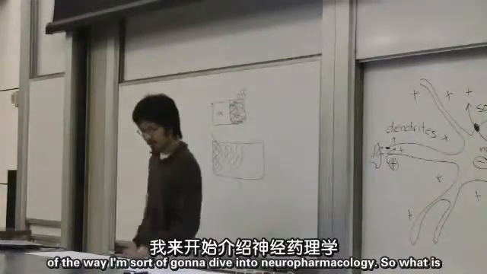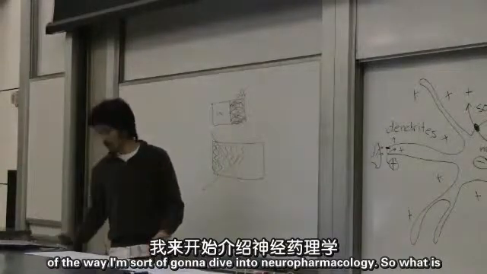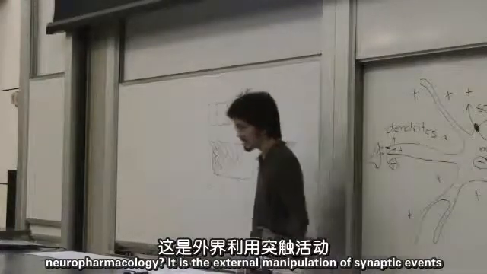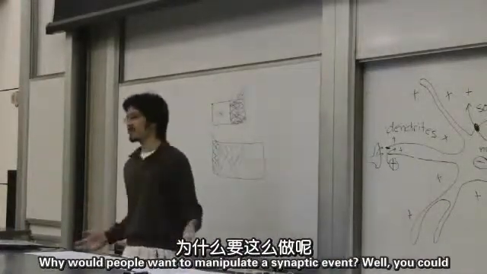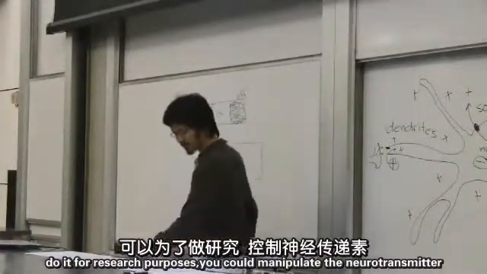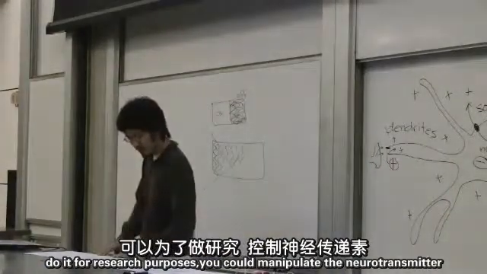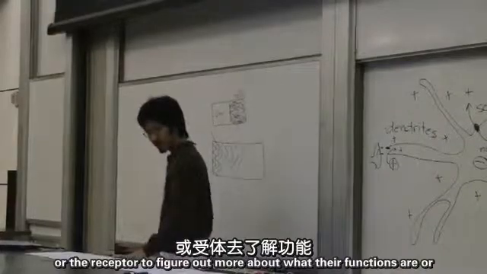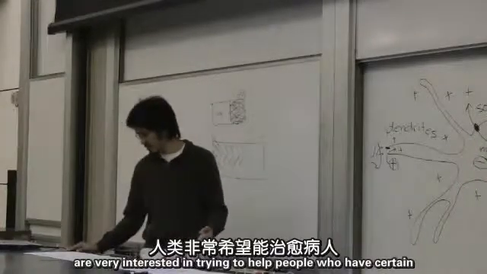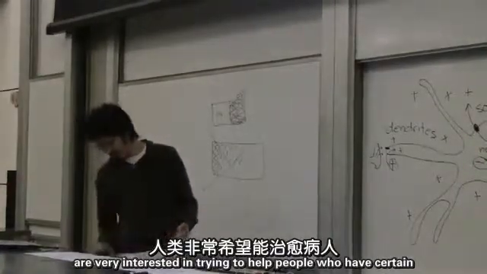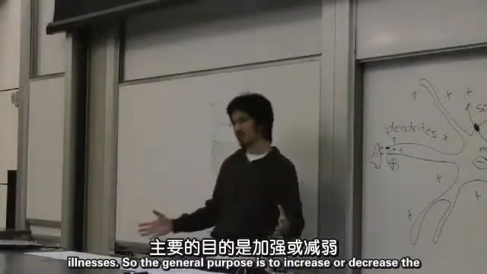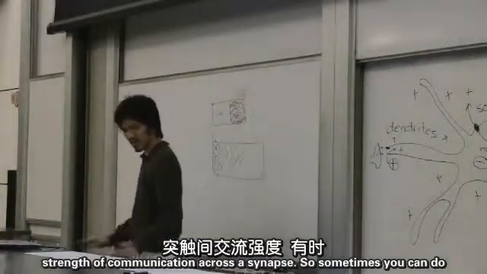So with that out of the way, I'm going to dive into neuropharmacology. What is neuropharmacology? It is the external manipulation of synaptic events. Why would people want to manipulate a synaptic event? Well, you could do it for research purposes. You could manipulate the neurotransmitter or the receptor to figure out more about what their functions are, or you could do it to correct for disease states. We as humans are very interested in trying to help people who have certain illnesses. So the general purpose is to increase or decrease the strength of communication across a synapse.